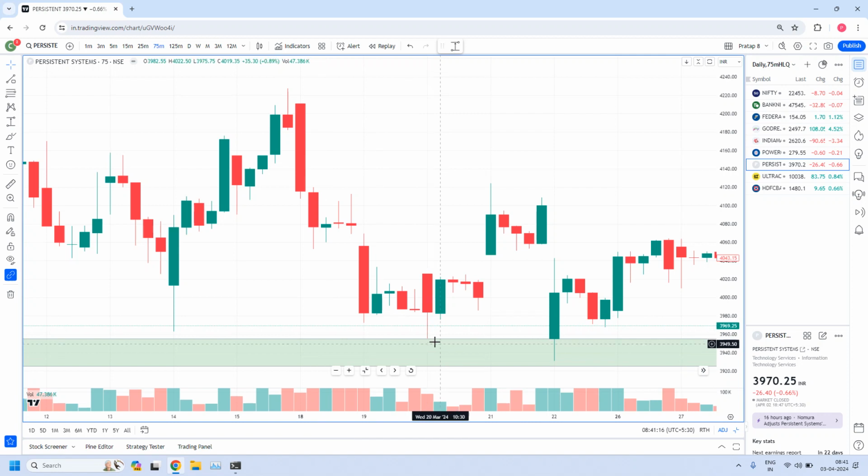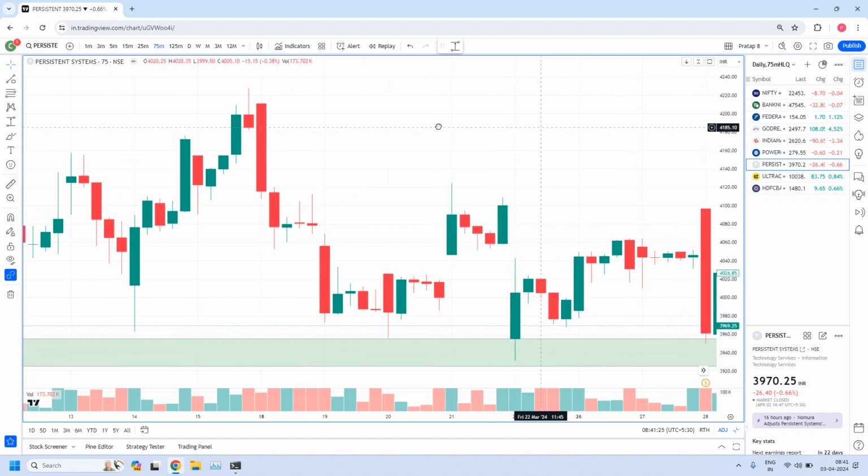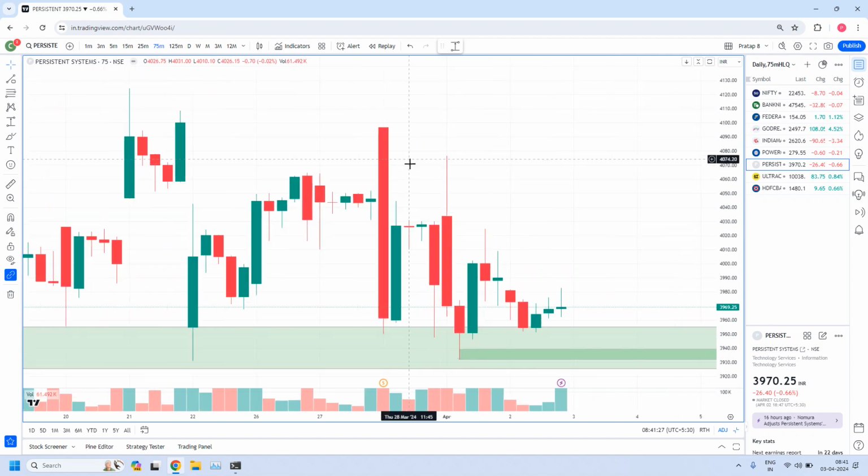See, next time when it just touched the zone, again it moved up. So definitely orders are there. And this is again last Friday. Prices came here and from here again it moved up. And this is Monday, yesterday. The day before yesterday. And these candles are from our trading point of view.